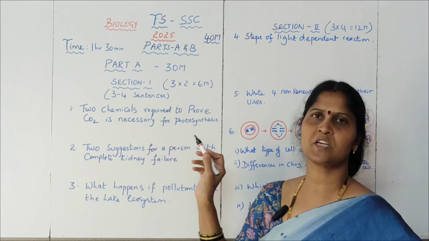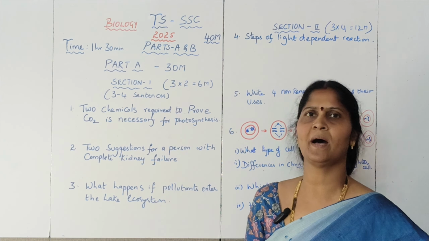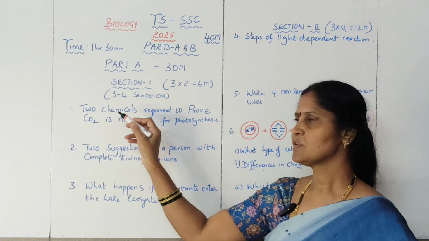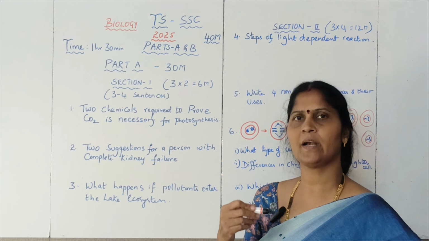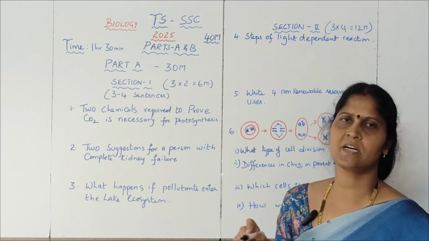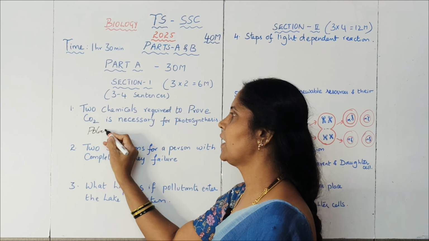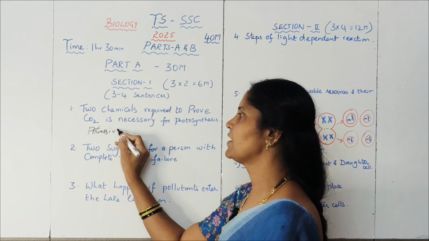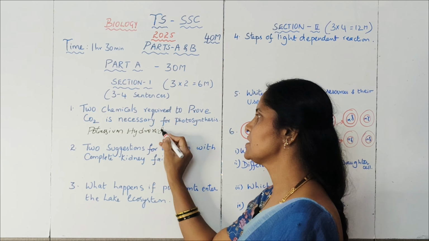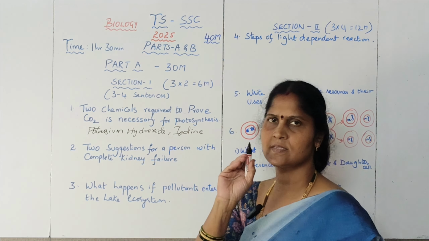First is Section 1, which will have 3 questions, and each question carries 2 marks. So overall you have 6 marks for the first section. Let us see the questions and try to write the answers. The 2 chemicals which are required to prove carbon dioxide is essential for photosynthesis. So what are those? You will write potassium hydroxide, if you remember Moll's half-leaf experiment. One is potassium hydroxide, the other one is iodine. Before I say, you can also guess the answers.